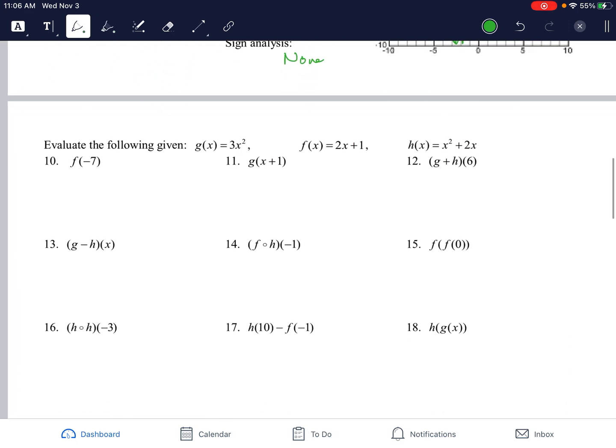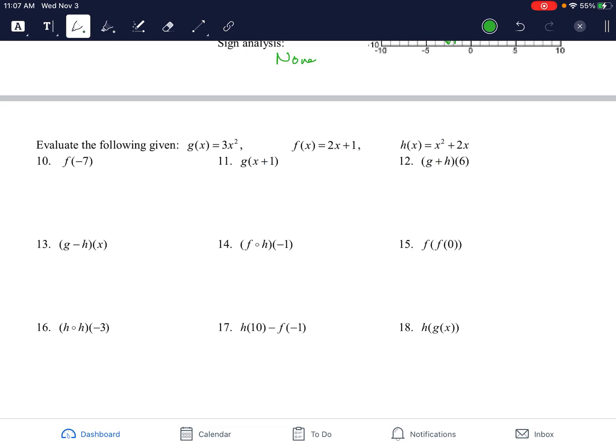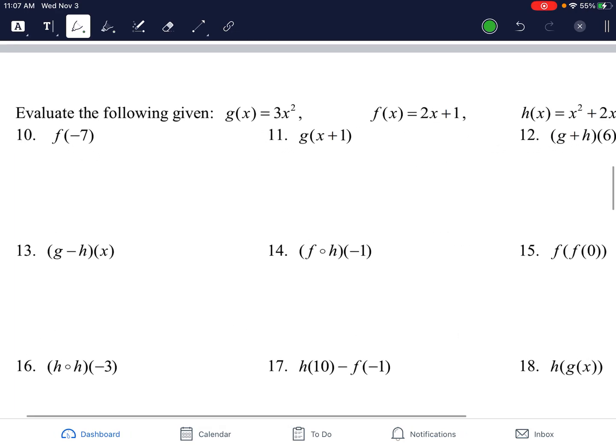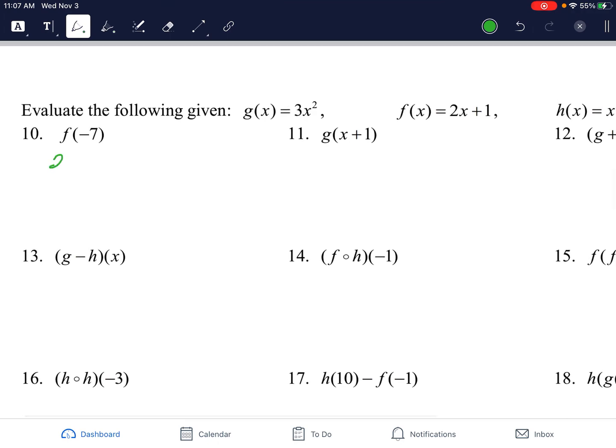Okay, composite functions. First one, we're putting negative 7 in for the f function. The f function is 2 times x, which we're replacing as negative 7, plus 1. So 2 times negative 7 is negative 14. Negative 14 plus 1 is negative 13. That is it.